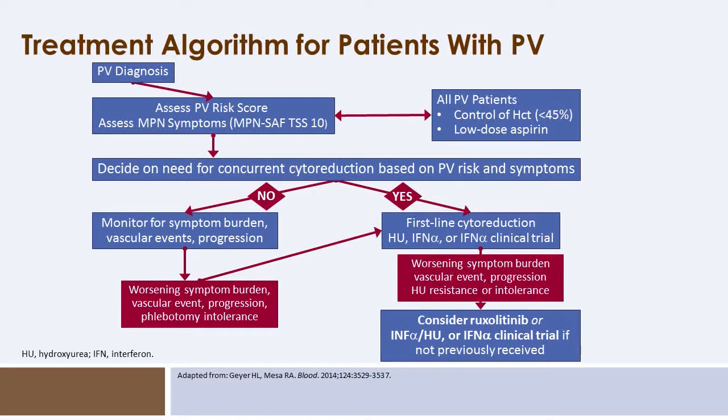So in this gentleman, he has both symptoms and he's higher risk because of his age. Because of that, we look at frontline cytoreduction, which in 2017 includes hydroxyurea, potentially interferon in select individuals, or interferon on a clinical trial. Individuals with worsening symptom burden, vascular events, or progressive disease, resistance or intolerance to hydroxyurea, will either consider ruxolitinib or an alternative cytoreductive therapy. Now, how did we evolve to these criteria?